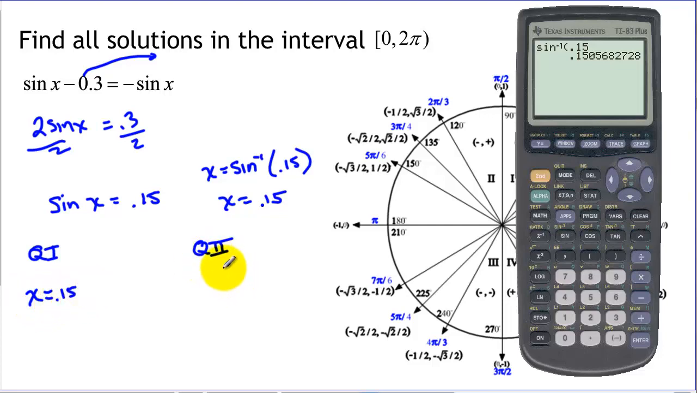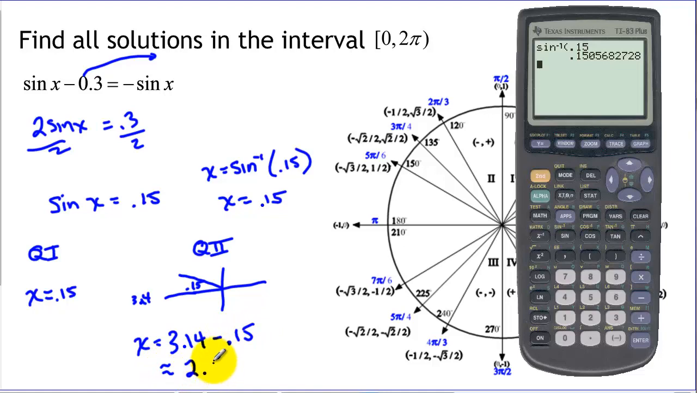And now we need a second quadrant solution that has a reference angle of 0.15. So remember, over to here is 1 pi, which is about 3.14. So for our second quadrant solution, we want to take 3.14 minus 0.15, which would be approximately 2.99. So here we have our two solutions.